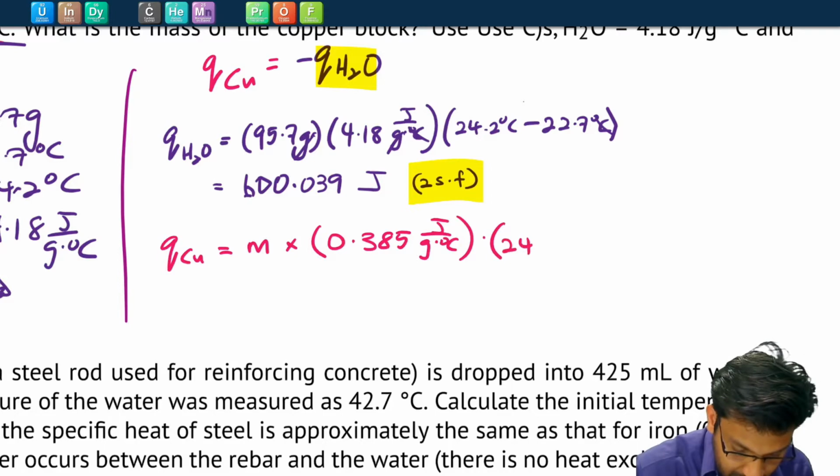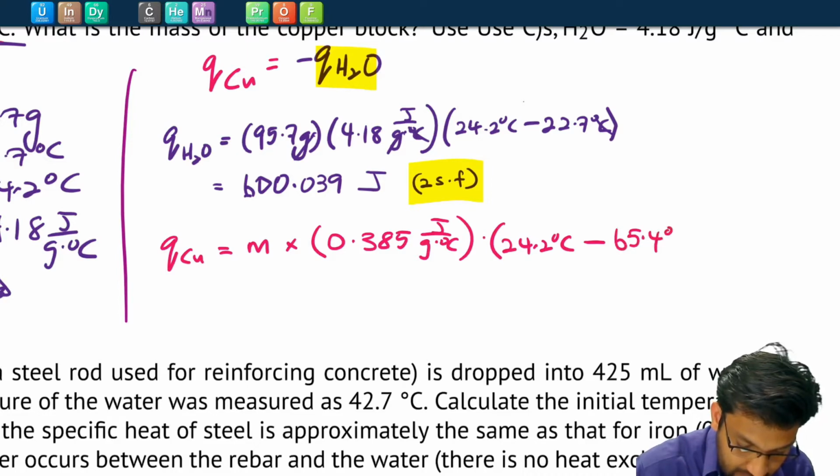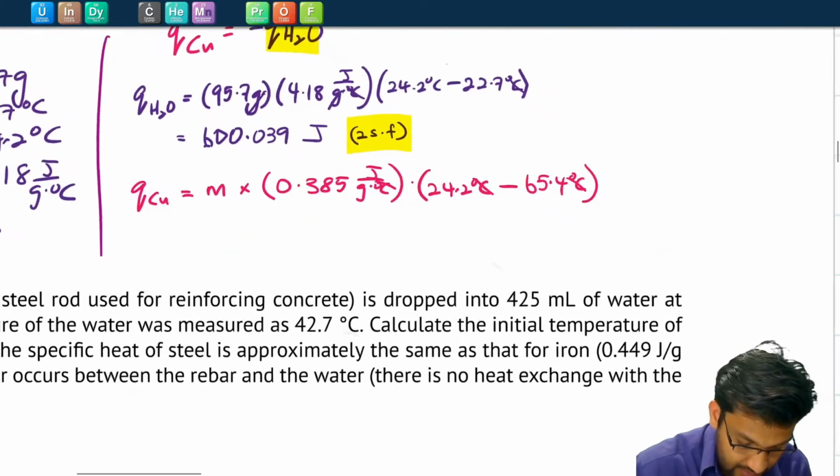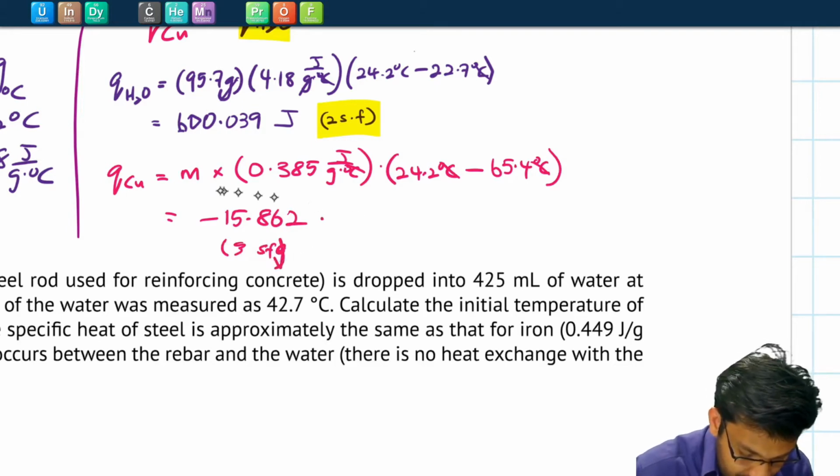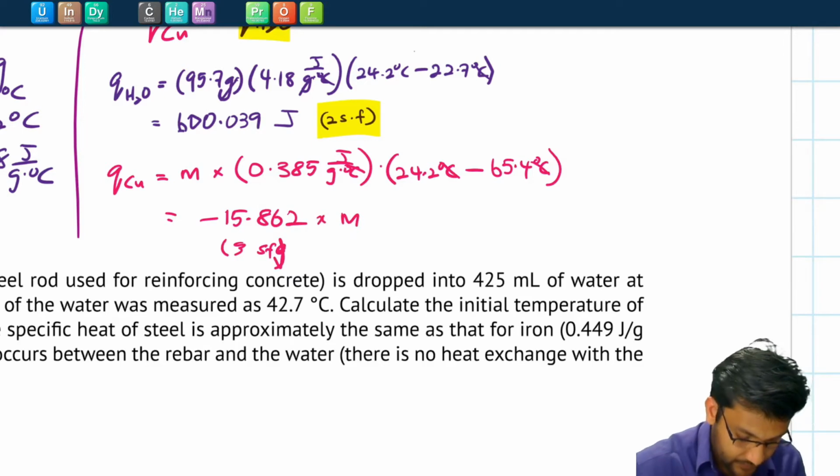The final temperature is 24.2 degrees Celsius, minus the initial temperature was 65.4, so 0.4 degrees Celsius. So degrees Celsius will cancel out in that case. If we solve all of this, you do the subtraction and the multiplication, you get a value here of minus 15.862 to 3 sig figs. We'll come back to that later, times the mass, times the unknown mass.